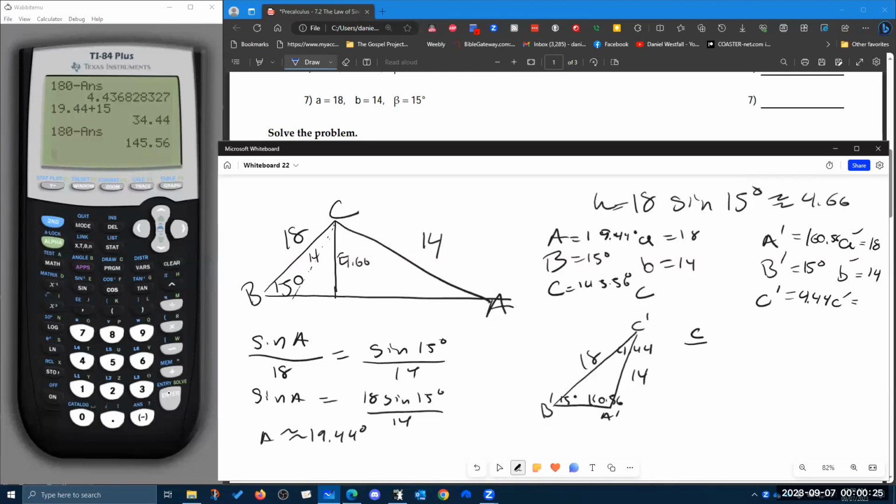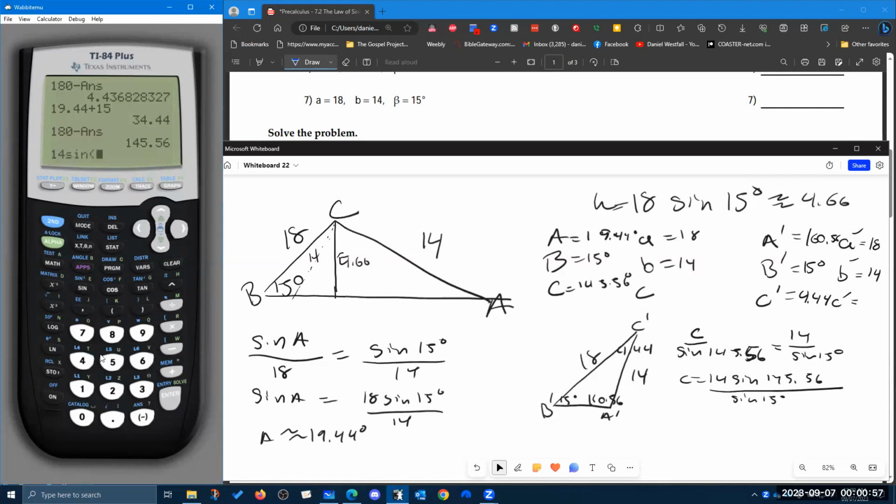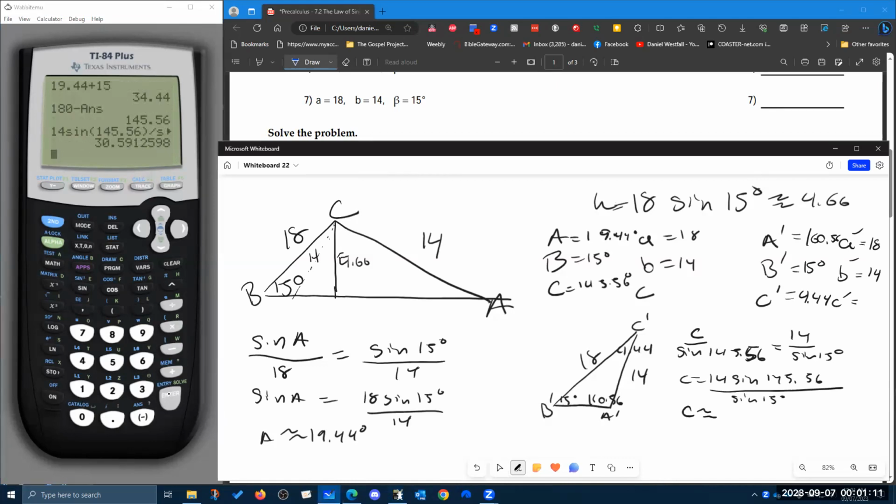So C over sine of C is equal to B over sine of B. So C equals 14 sine of 145.56 over sine 15. 14 sine of 145.56 divided by sine of 15 is going to give me side C is about 30.59.